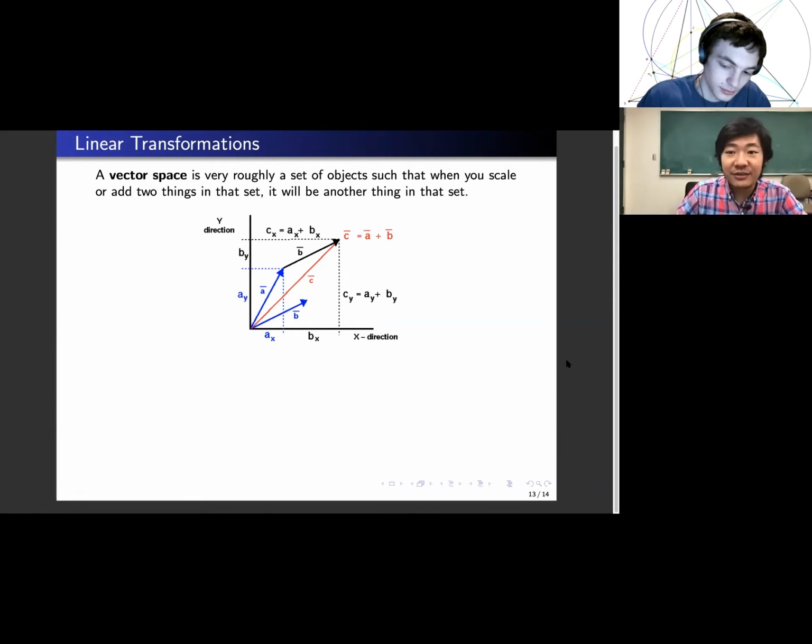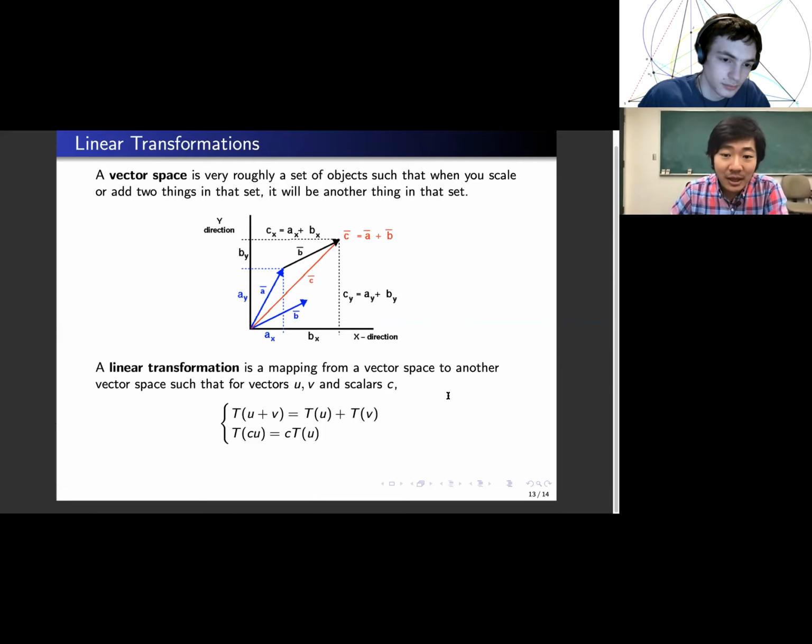Like the set of polynomials is a vector space. And in fact, the set of polynomials of a certain degree is a vector space, because if you add two quadratic polynomials, it's another quadratic polynomial. And if you multiply a quadratic polynomial by a number, it's just another quadratic polynomial. So it doesn't have to be these arrows to be a vector space. Well, we'll get to that. We'll talk a little bit more about that.